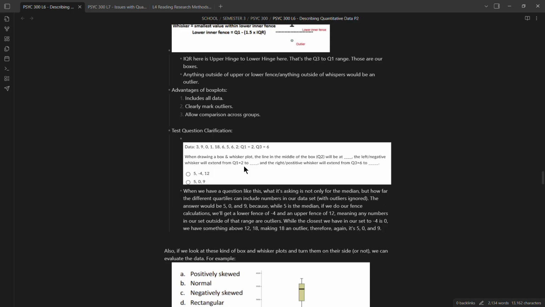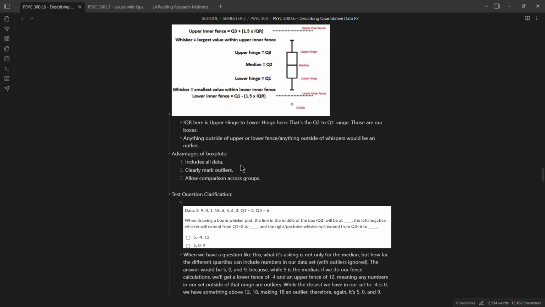They give us values here, though, so we can work on this question theoretically. When we have a question like this, what it's asking for is not only the median, but how far the different quartiles can include numbers in our data set with outliers ignored.